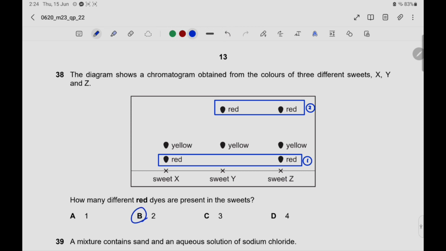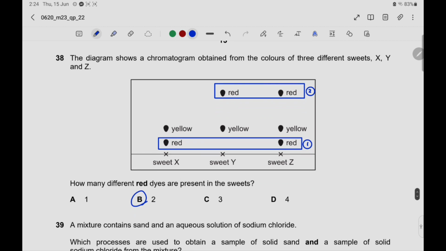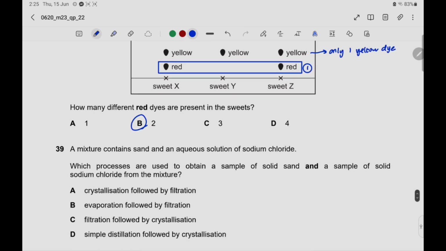No, as long as you are at the same level, you are the same substance. Answer is 2. So if I ask you how many different yellow dyes, there's only one yellow dye. It's the same yellow dye used. Okay, and if you have other colors here, maybe like green, they will be here, right? And maybe like blue, they will be higher. Yeah. So that's how you show different substances.